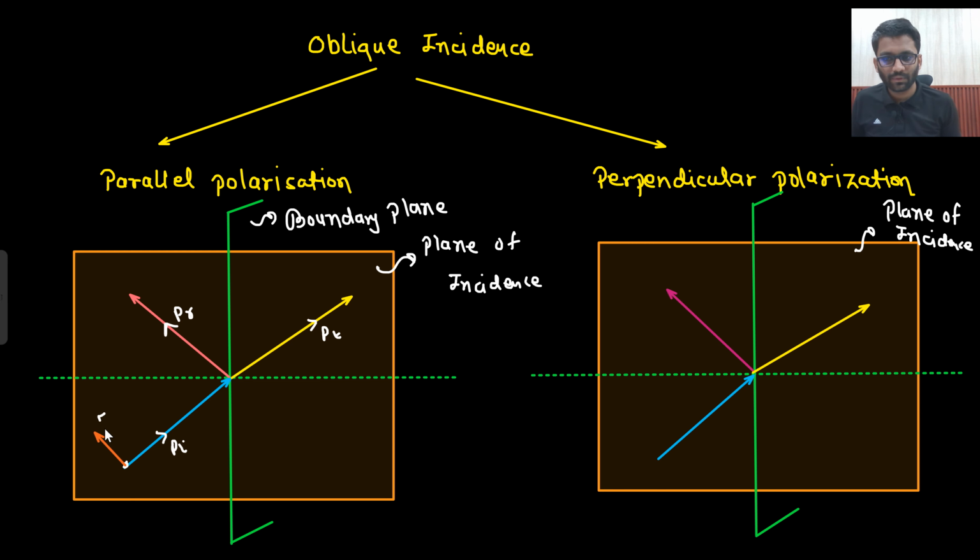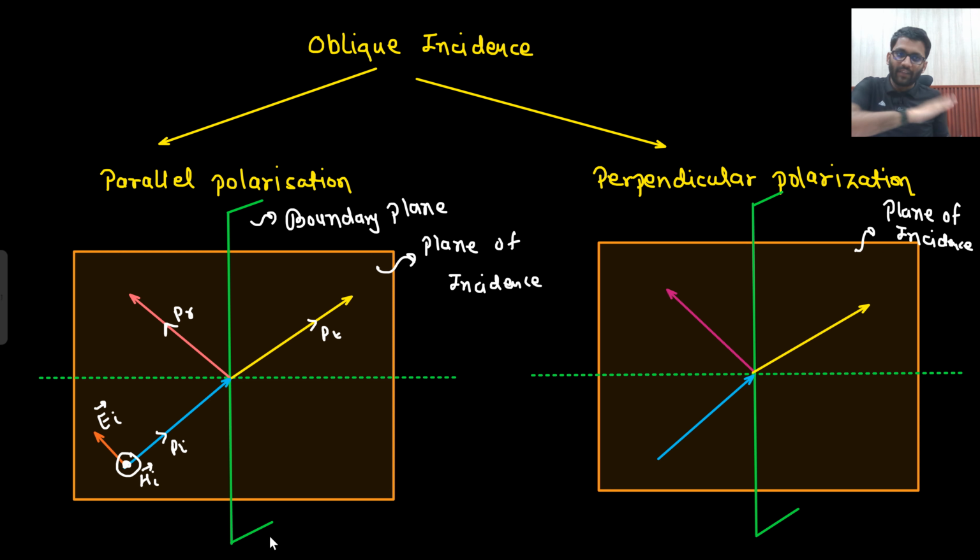Is that clear to you? So you have the direction of electric field, you have the direction of propagation. What will be the direction of magnetic field? You should be able to tell. E cross S should give me P, so it should be coming towards you. So this should be the direction of magnetic field.